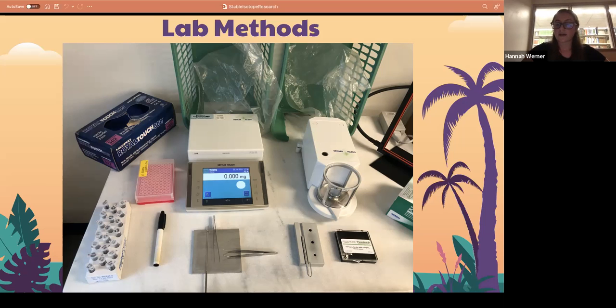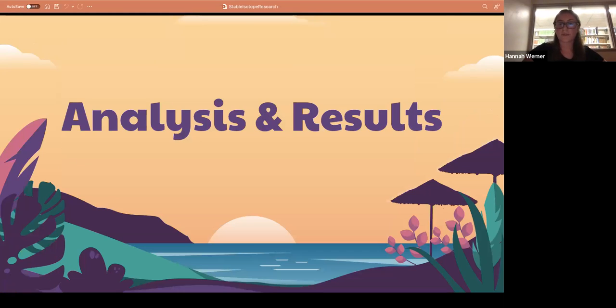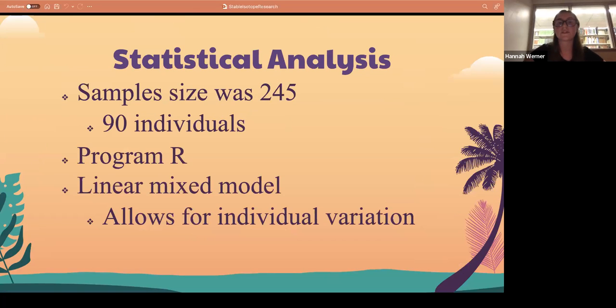So that's how we got our analysis back. And once we got the data, we were able to look at what the data looked like. So again, our sample size, we had 90 individuals. We focus on these individuals in specific because we were able to take samples multiple times from these individuals over the years. So we had about 245 samples sent to the lab.